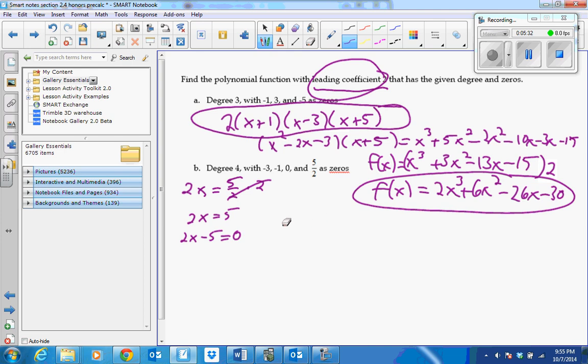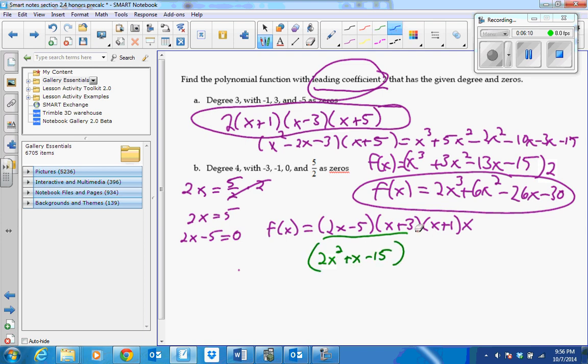So for this polynomial, we're going to get f of x equals 2x minus 5 times x plus 3 times x plus 1, and if one of our roots is 0, then that factor is simply x. So I'm going to FOIL these two terms first, so I get 2x squared, and then I'm going to have 6x minus 5x, so that's plus x, and then minus 15.